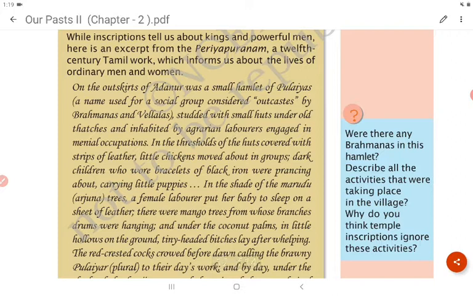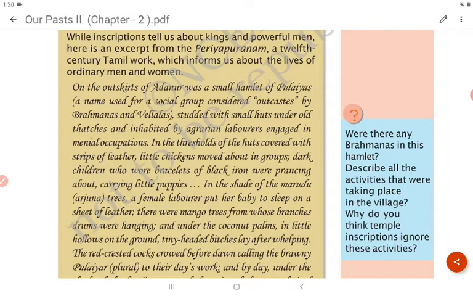While inscriptions tell us about kings and powerful men, here is an excerpt from the Periya Puranam, a 12th century Tamil work which informs us about the lives of ordinary men and women. On the outskirts of Adanur was a small hamlet of Pulayars, a name used for a social group considered outcast by Brahmanas and Velalas, studded with small huts under old thatches and inhabited by agrarian laborers engaged in menial occupations.